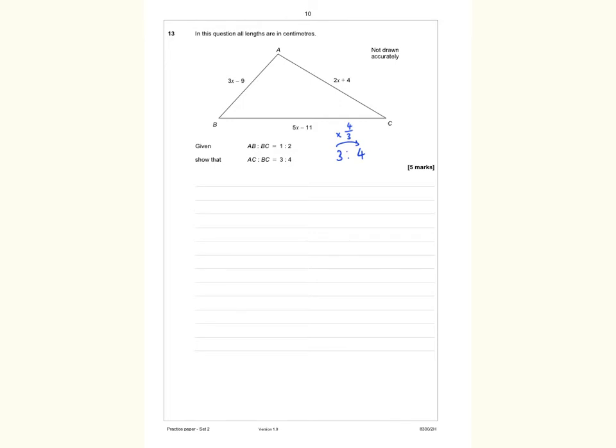So let's do that. We got AB is 3x take away 9. If I times that by 2, it gives me what BC is, which is 5x take away 11. Now what I have here is an equation with x as the unknown, and I can solve it. So this is going to be 6x take away 18, which is equal to 5x take away 11. I'm going to take away 5x from both sides, and add 18 to both sides. That will leave me with x is equal to 7.